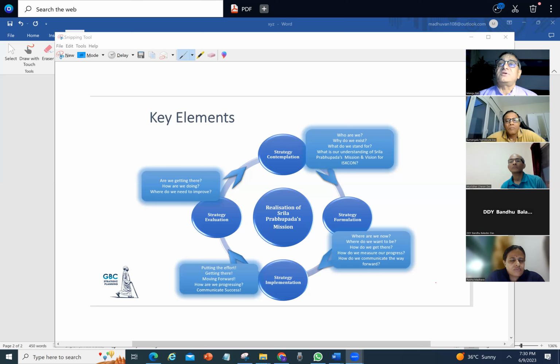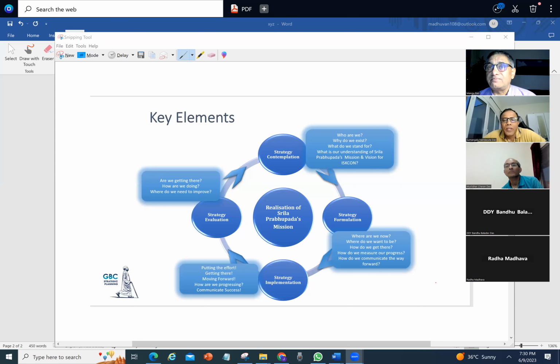One is the mission and vision. So the fundamental questions need to be asked. Sumangal Prabhu, you want to read those fundamental questions? Yeah, probably. Strategy formulation. Where are we now? Where do we want to be? How do we get there? How do we measure our progress? How do we communicate the way forward?